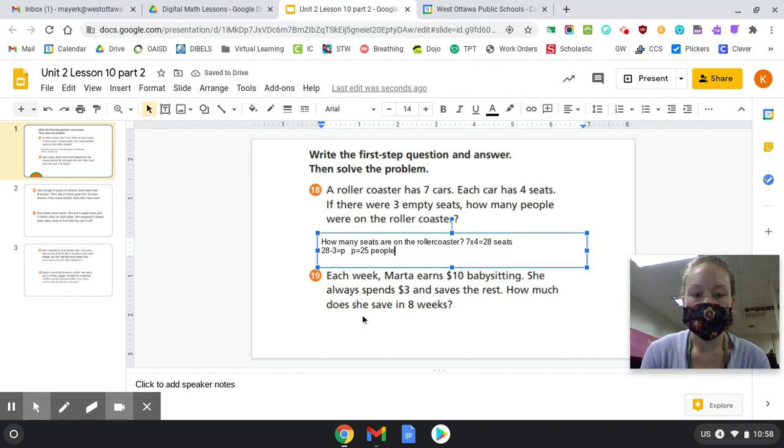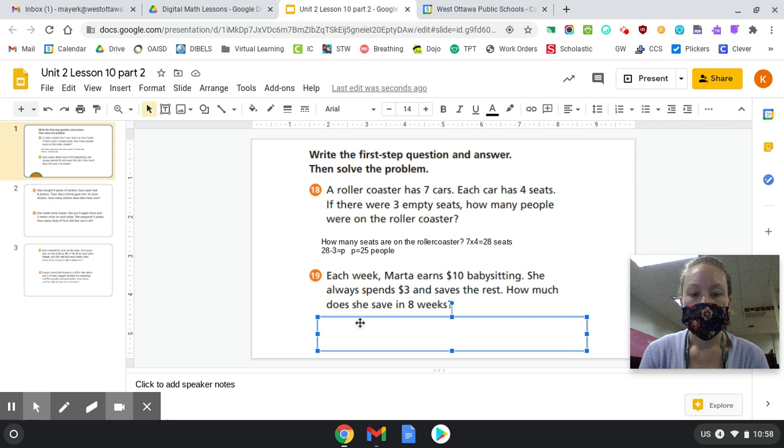Let's do number 19. Each week, Marta earns $10 babysitting. She always spends $3 and saves the rest. How much does she save in 8 weeks? So let's think about, what do we need to do with our first 2 numbers? And what question is that answering? So the first part is, each week Marta earns $10 babysitting. She always spends $3 and saves the rest. So I'm going to give you a second to think about what to do with those numbers and what question that would be answering.